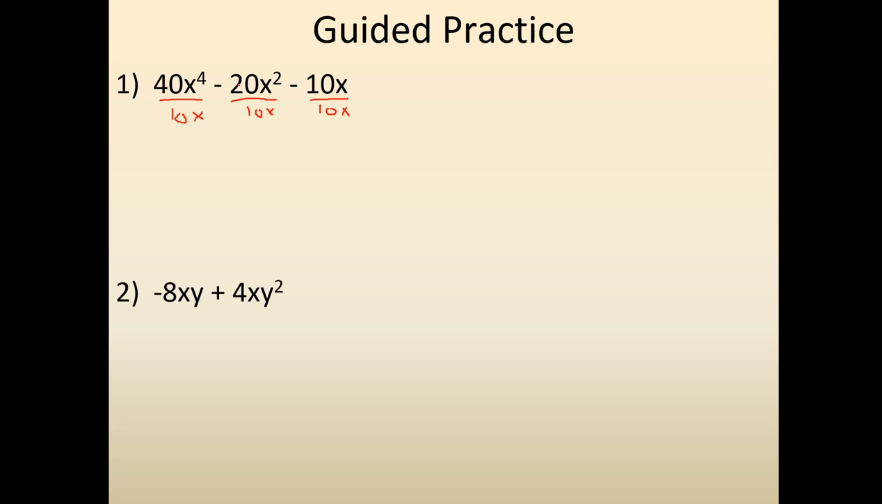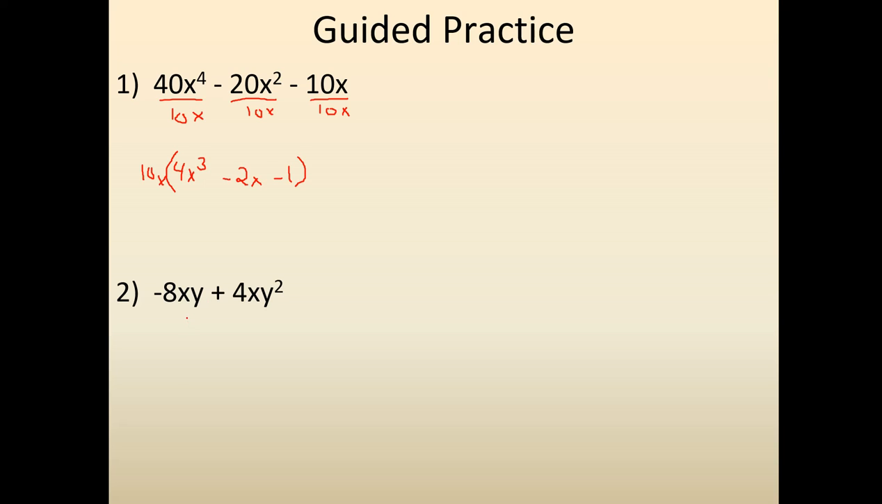So now what I can do is divide all these terms by 10x, and I end up getting 4x cubed here, 2x here, and minus 1 here. So my factoring ends up being like this.